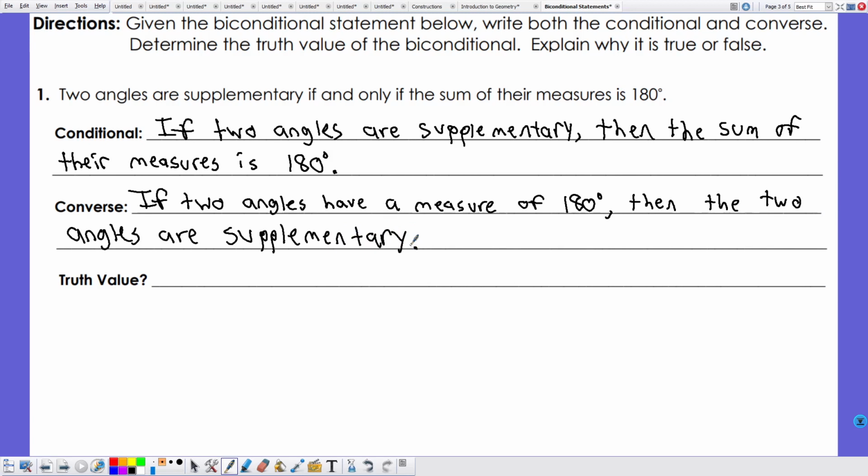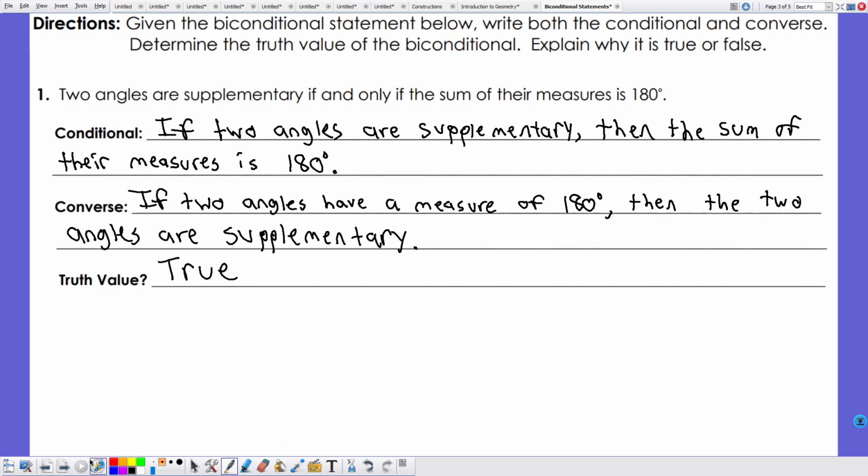So what is the truth value? Well, this is almost tautological in that literally supplementary angles are defined as angles that add up to 180. So it's true. There's not a real nice way to explain it other than it's literally the definition of supplementary angles. If two angles are supplementary, then the sum of their measures is 180. There's nothing really crazy to it.